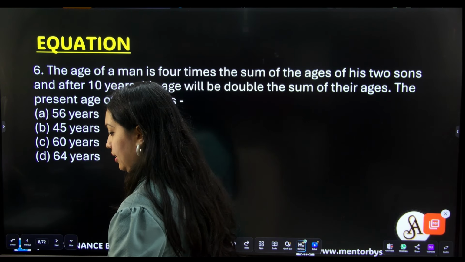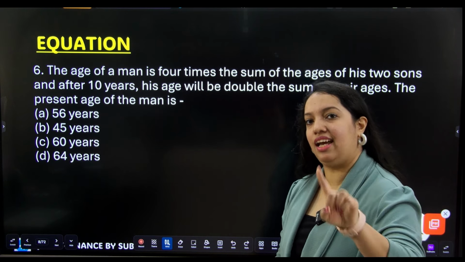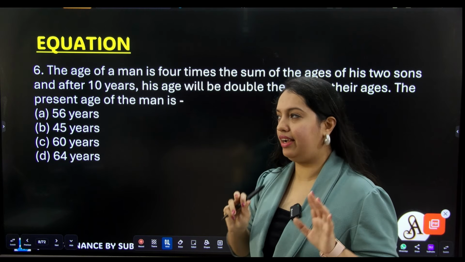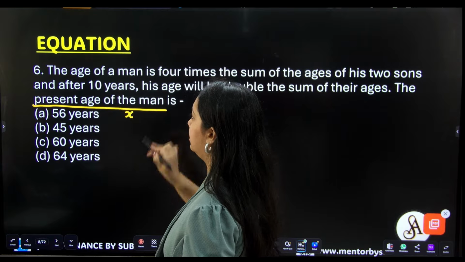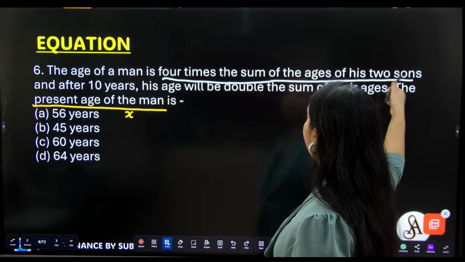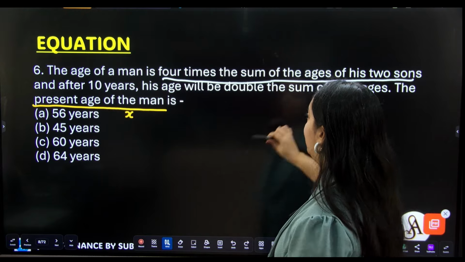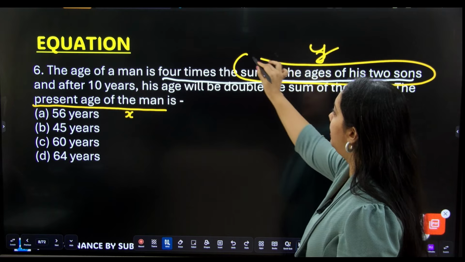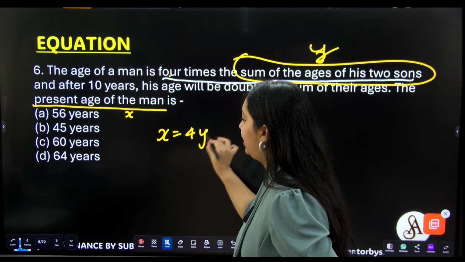Next. This is an ICAI exercise question which we have already solved in the class. But in the ICAI exercise, we have the age of the man is 3 times the son's age, etc. Right now, we are taking: find the present age of the man in terms of x. Present age of man is 4 times the sum of ages of two sons. We will not take the two sons as y and z. We will take the sum of ages of two sons as y. Only one time y. Remember this point. 4 times of this. So, x value is equal to 4 times of y.